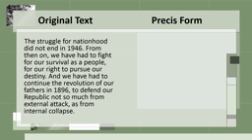Next example. The struggle for nationhood did not end in 1946. From then on, we have had to fight for our survival as a people, for our right to pursue our destiny, and we have had to continue the revolution of our fathers in 1896 to defend our republic, not so much from external attack as from internal collapse. Okay, I want you to pause the video right here and write your précis version.